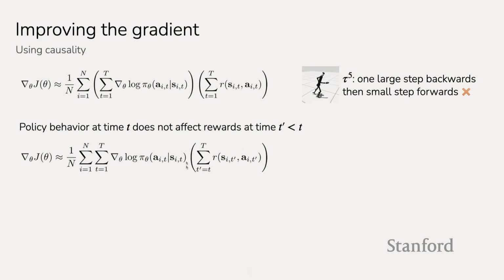So yes, we're bringing this summation inside the other one, and it's only going to be a factor of the future time steps. This means that for this example right here, we will be decreasing the likelihood of actions at the beginning of the trajectory. Then the future summations will become positive because you took a step forward, and you'll start to increase the likelihood of taking a small step forwards.